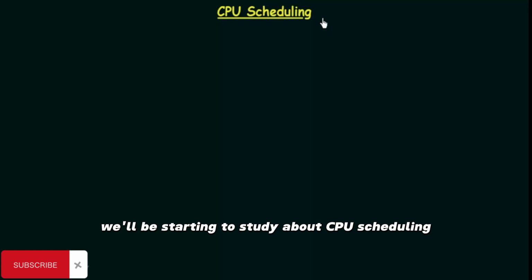In this lecture, we'll be starting to study about CPU scheduling. CPU scheduling is a very important topic in operating systems, and it is a topic that you should really know about. Whether you are studying operating systems in general, or preparing for any computer science exams in which operating systems is a subject, this is a topic from which you may get many questions. So this is a really important topic, and let us try to understand what CPU scheduling is.